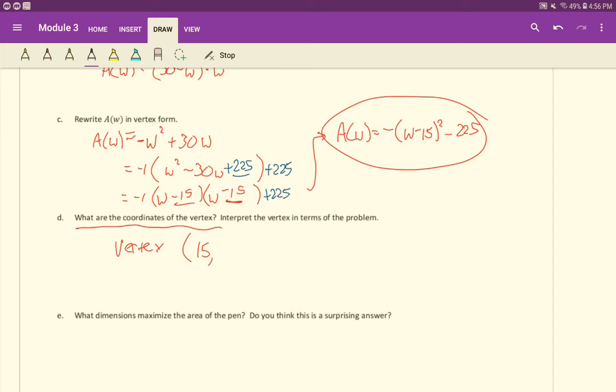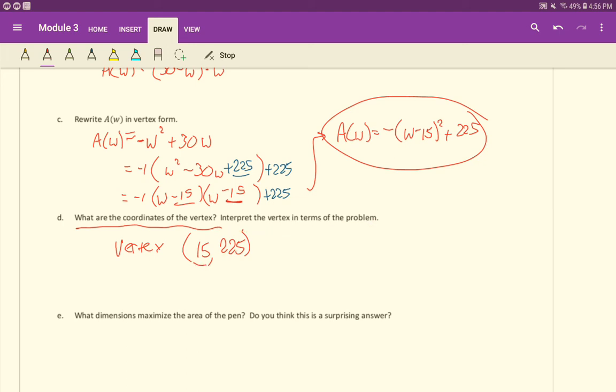Add 225. This positive 225 is actually multiplied with negative 1. It's really a negative 225. To make 0, then I need to add a 225 outside here. So that's the catch here. So this should really be plus 225. So that makes my vertex 15 comma positive 225.